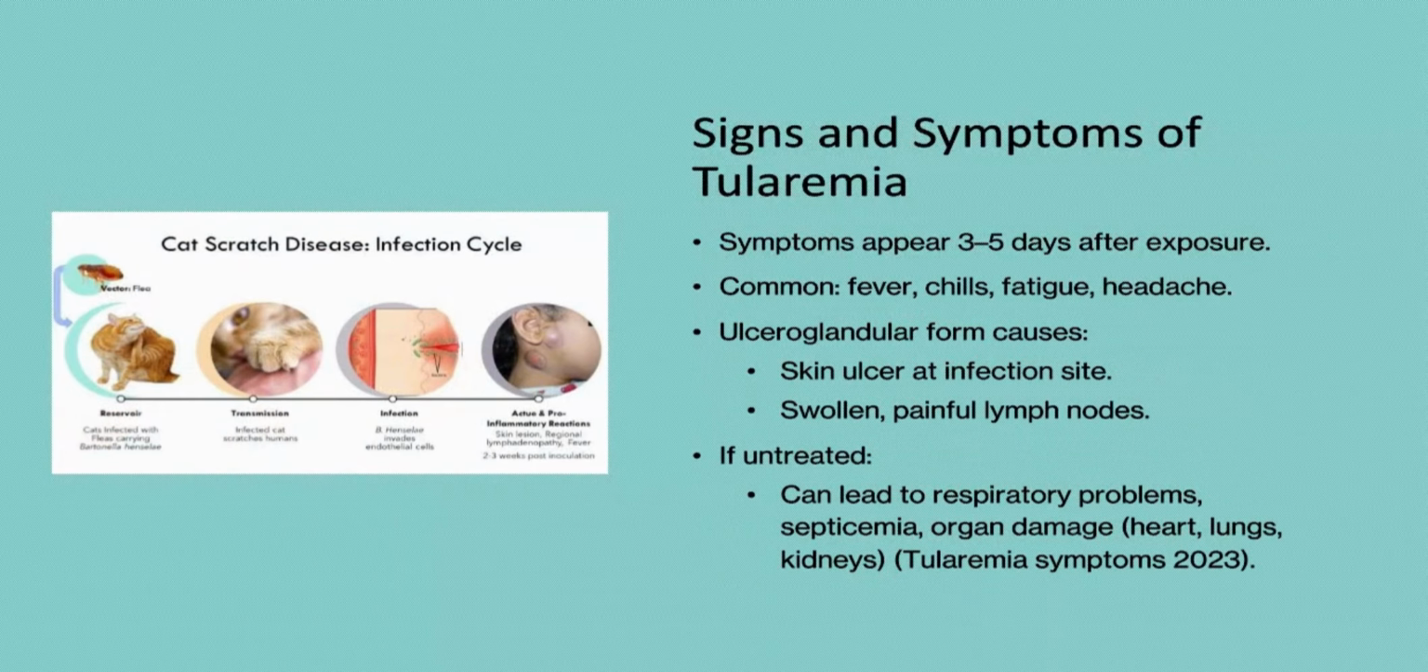Next slide is the signs and symptoms of tularemia. Symptoms of tularemia usually appear 3 to 5 days after exposure. Common signs include fever, chills, fatigue, and headache, which reflect the body's immune response to infection. The common form, ulceroglandular tularemia, causes a skin ulcer at the site where the bacteria entered the body and swollen, painful lymph nodes nearby. If untreated, tularemia can progress to severe complications, including respiratory problems, bacteria in the blood, and damage to organs such as the heart, lungs, or kidneys.